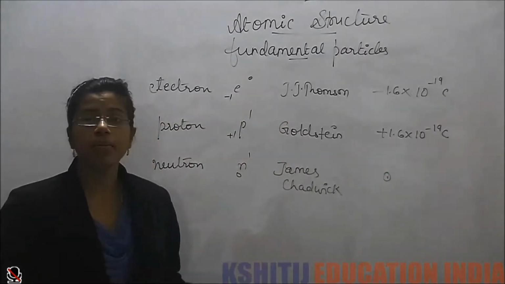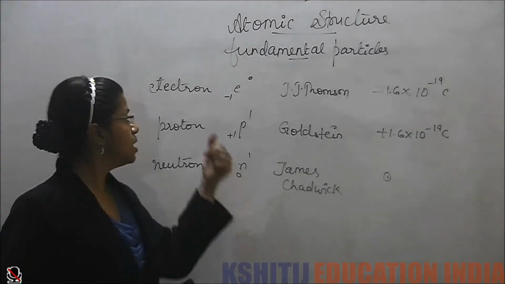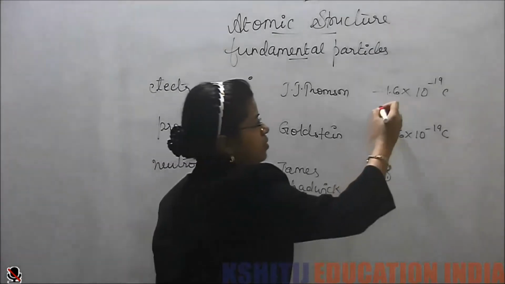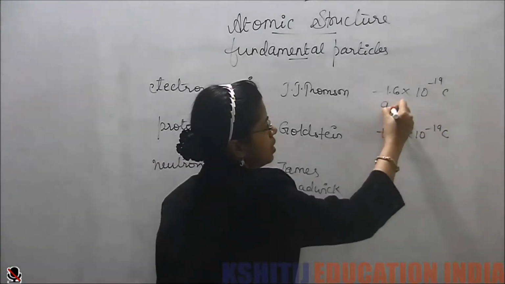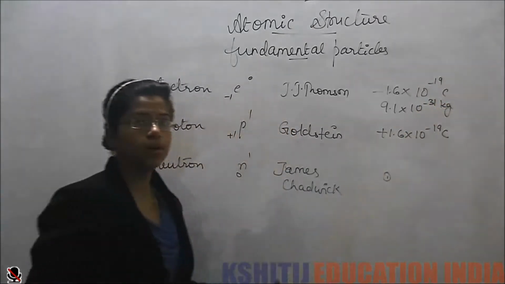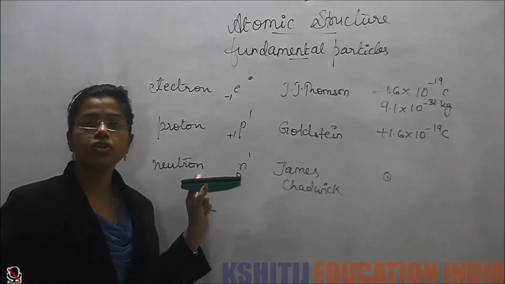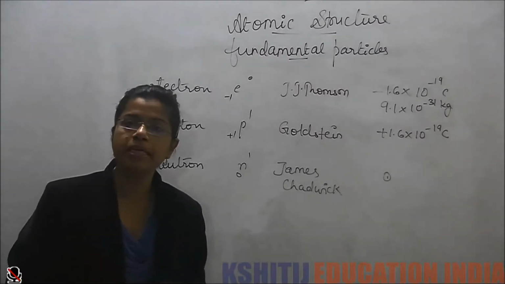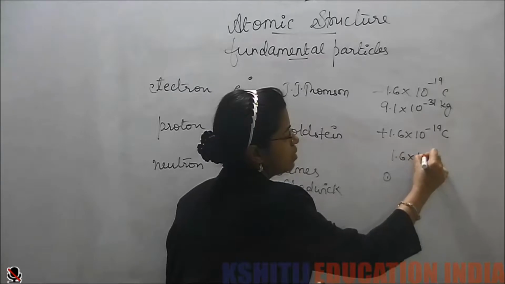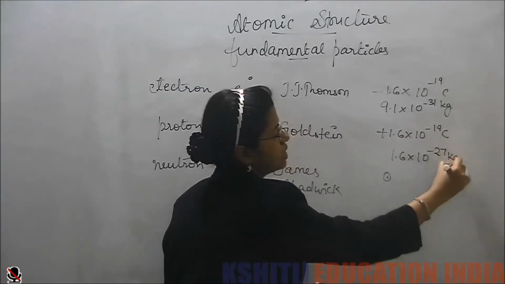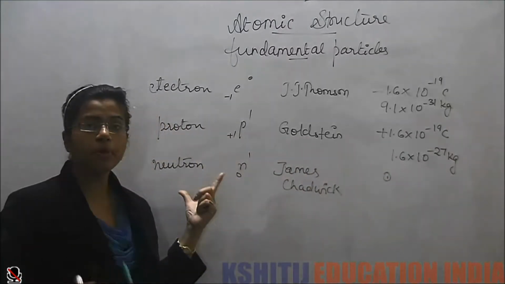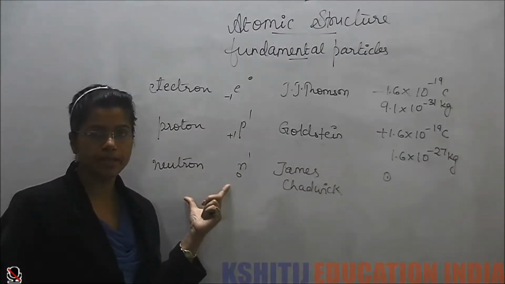Then, if you compare them in terms of mass, electron has a very small mass. It has a mass of 9.1 × 10 to the power minus 31 kilogram. Whereas proton and neutron, the mass of these two is approximately the same. That is 1.6 × 10 to the power minus 27 kg. This is the mass of the proton and also of the neutron. Approximately both have the same mass.